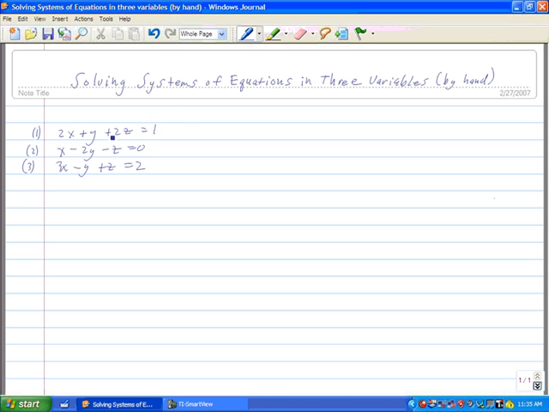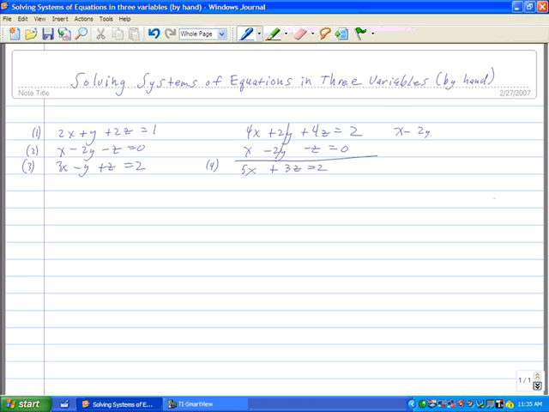So I'll take the first equation and multiply through by 2, and I get a 4x plus a 2y plus 4z equaling 2. Second equation is okay the way it is. So when I add, I get a 5x, the y's cancel, plus a 3z equaling 2. And again, we'll call this equation number 4. Since I got rid of y that time, I have to get rid of y the next time.